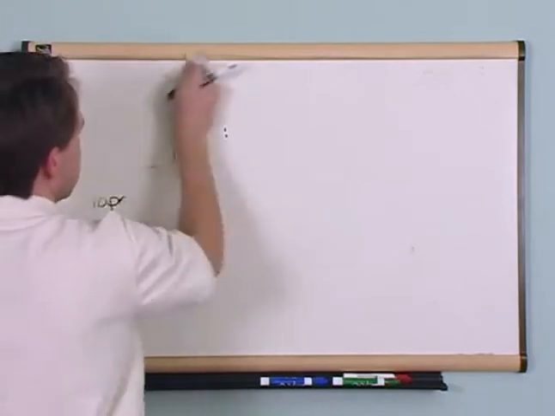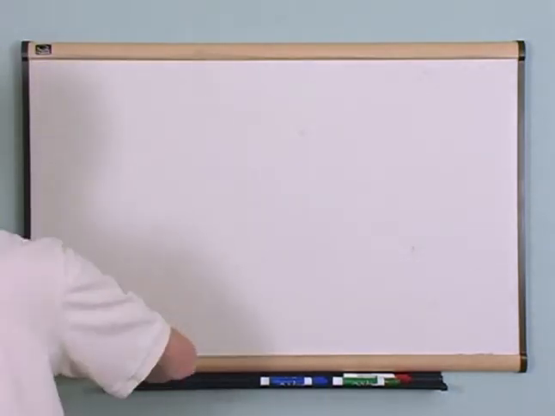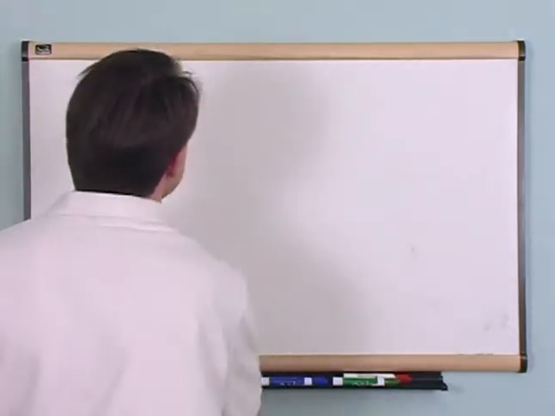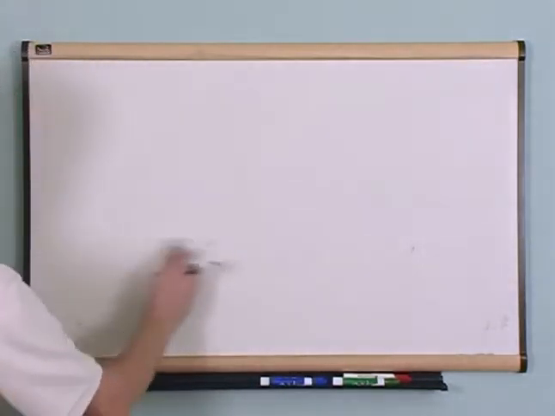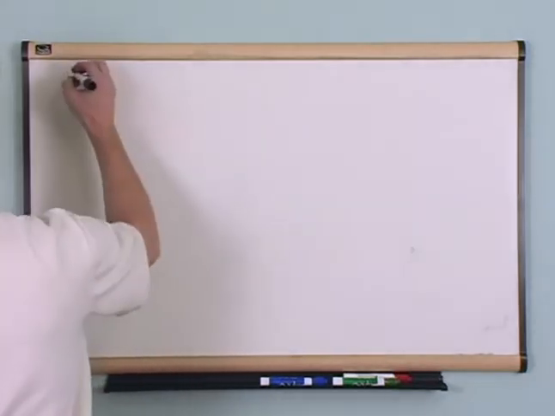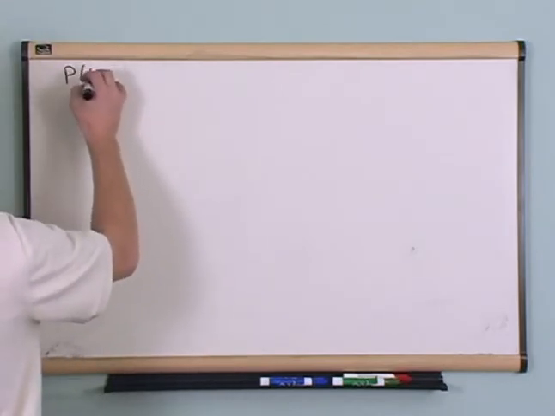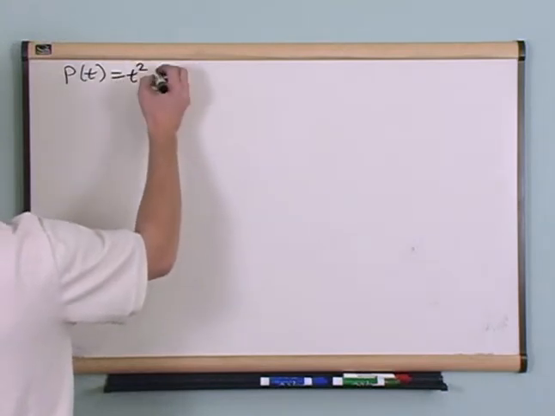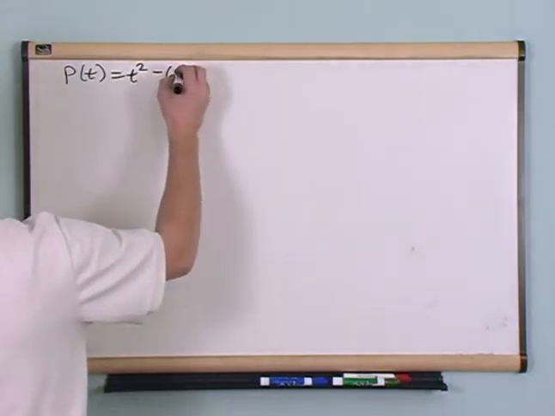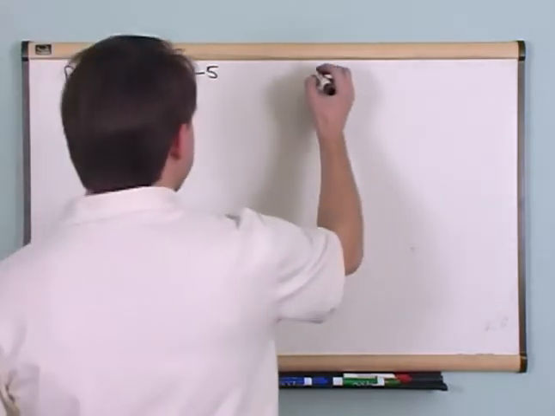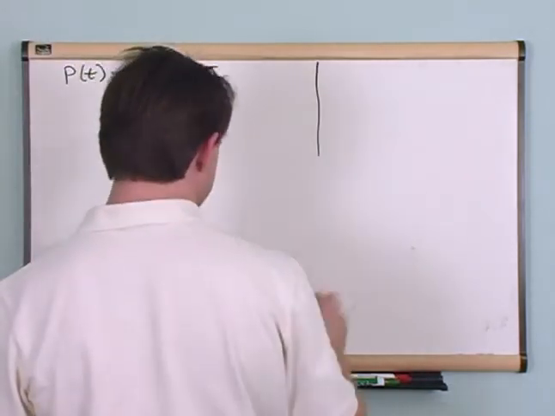Let's work a couple of quick problems, because usually in the beginning sections of calculus, the first thing they do is they introduce a derivative, and then they give you a couple of little problems to prove that you know how to do it. So let's do that. Let's say you have a function p of t, it could be the position of something, and that's equal to t squared minus 6t minus 5.